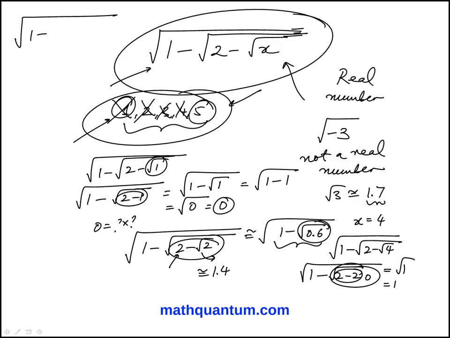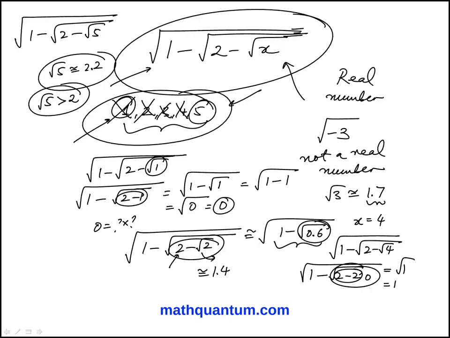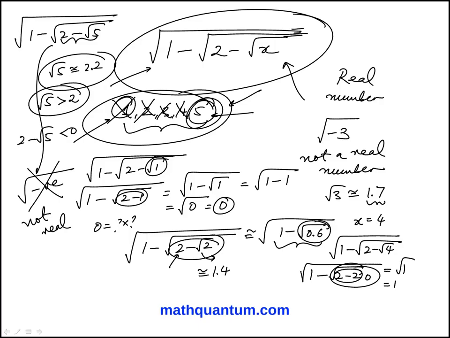And the reason for that is that square root of 5 is approximately 2.2. But more important, if you don't remember this, is that square root of 5 is greater than 2, because square root of 4 is 2. So this number here, 2 minus root 5, is negative. And so when we take the square root of a negative number, that's not a real number. And therefore the correct answer is choice E, x is equal to 5.